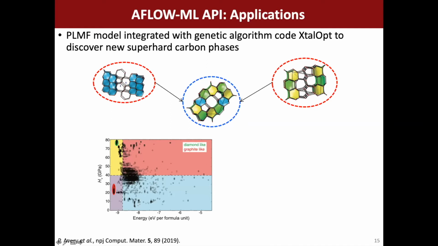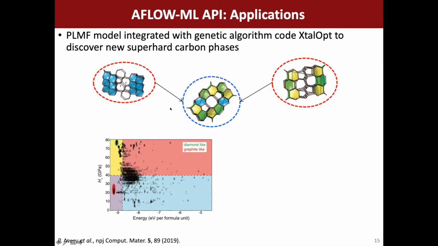Down here you have graphite-like materials. Up here is diamond-like. And in this corner, these diamond-like materials have a combination of reasonably low energy, so this is good thermodynamically stable on this axis. You want to be as far over here as possible, and as hard as possible, so you want to be up here. So this corner here is the ones that are best.